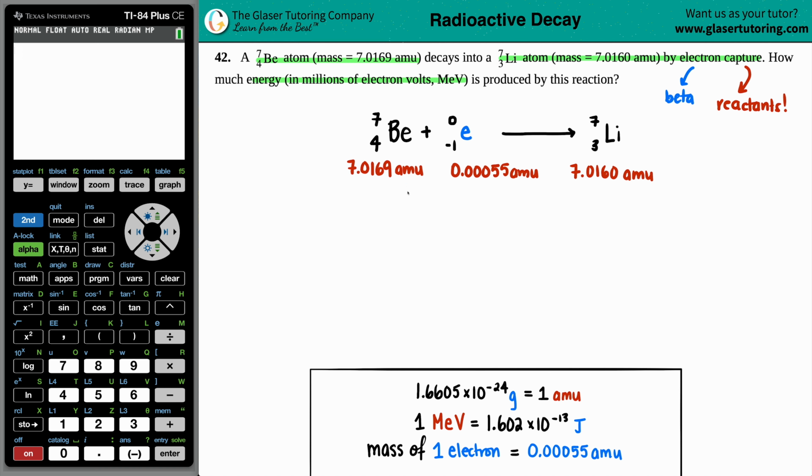Okay, so we got the beryllium, we got the electron, and we have the lithium. Now, at the end of the day, though, we want to find out how much energy is produced by this nuclear equation. So if we're solving for energy, we're looking for capital E. But now I say to myself, well, what formulas do I know that have to do with energy in my nuclear chemistry chapter? And there's only one.